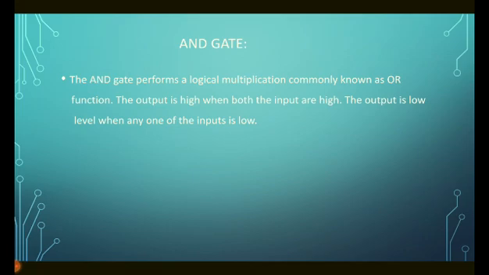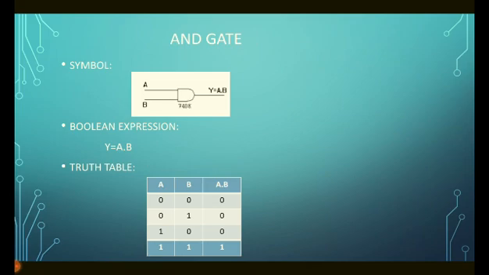AND gate. The AND gate performs a logical multiplication, commonly known as the AND function. The output is high when both the inputs are high. The output is low when any one of the inputs is low. This is the symbol for the AND gate. The Boolean expression is Y equals A dot B.